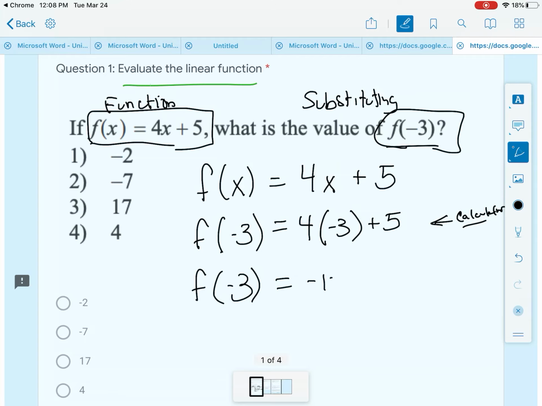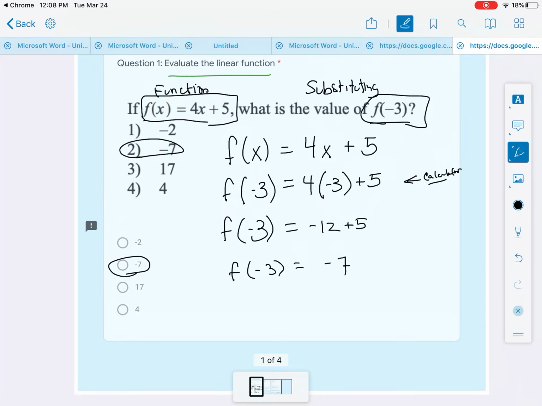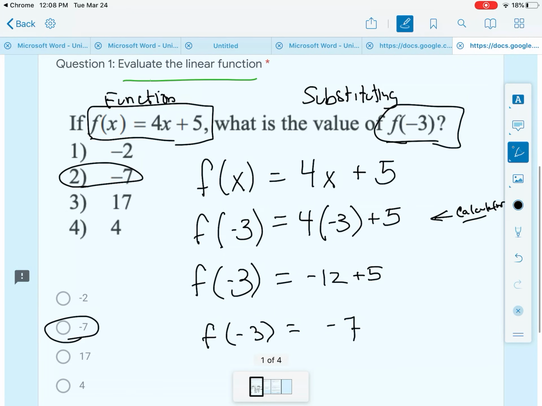4 times negative 3 is negative 12 plus 5. And negative 12 plus 5 happens to be negative 7. Choice number 2. All right, so there's question 1.